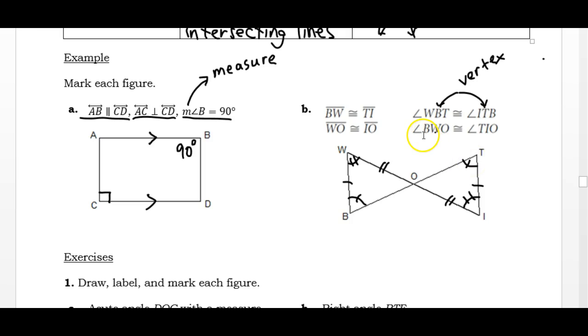My second angle congruent statement says BWO congruent to TIO. So here's BWO congruent to TIO. So I put my 2 mark in this corner and my 2 mark in this corner to show that those 2 angles are congruent. That is it for the examples and notes. Good luck on the exercises, and please let me know if you have any questions.